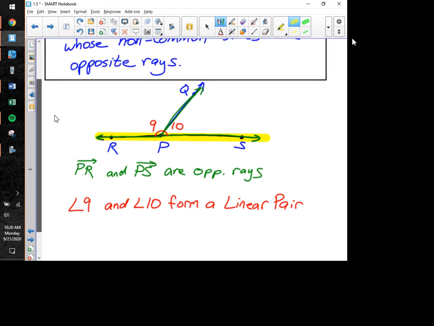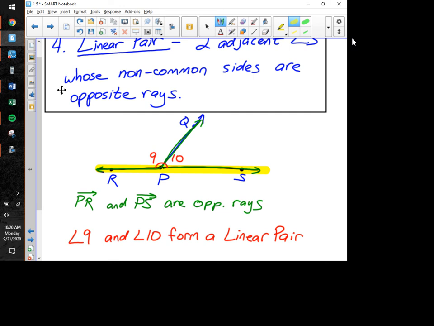Now, unlike the last few slides, I can't draw you a second example of this because with both complementary and supplementary angles, they could be adjacent, which they normally are, but they didn't have to be.